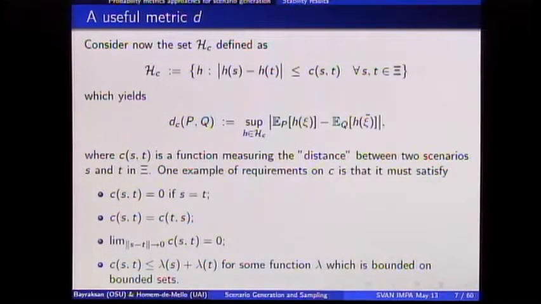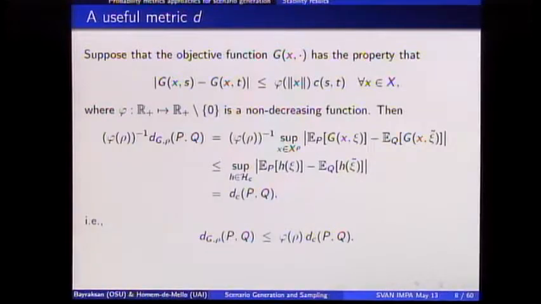So now we can see we're starting to connect these two things: the distance that came just from the objective function of the problem with a general distance. So from this inequality, you can say that dG rho is less than phi rho times dC.